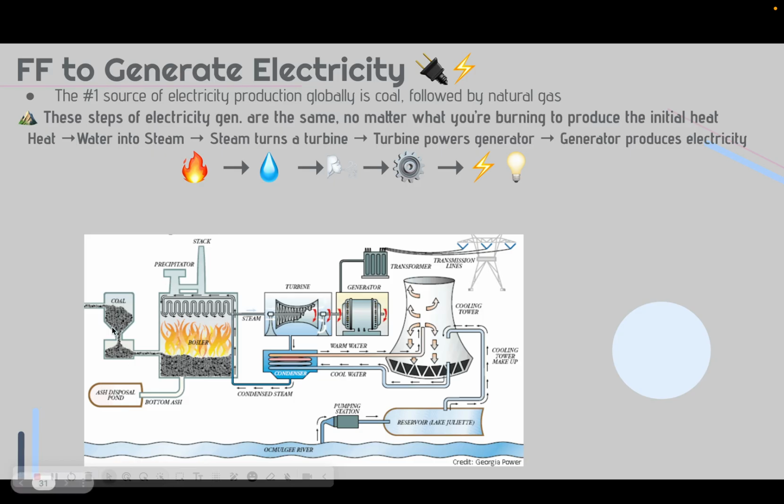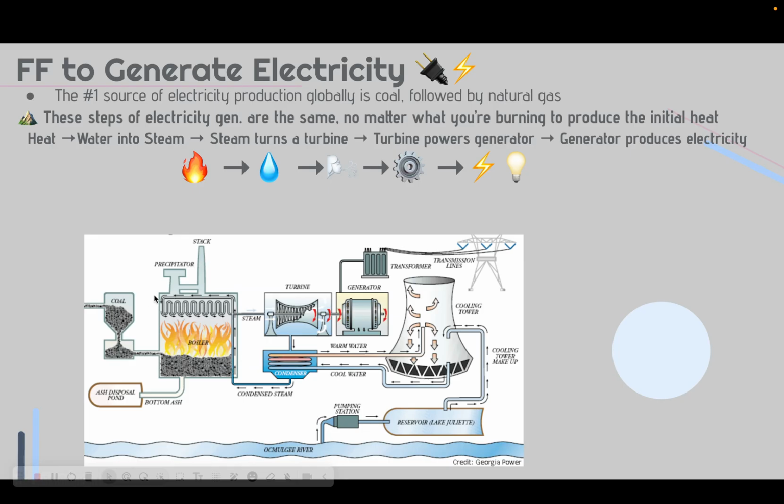So let's take a look at the picture before you write this down so that you understand this. The first thing that we have here is the fuel. In this case, we're going to talk about coal since it's our number one source. And we pump it into this furnace essentially, and we burn it.